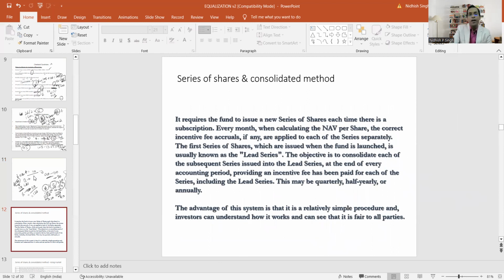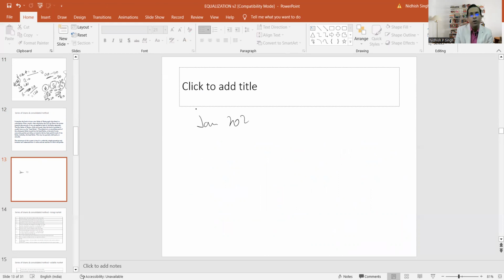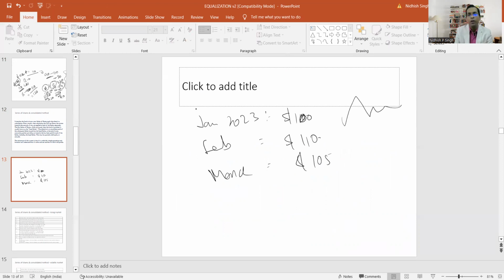Next, we need to also understand the series of shares and consolidated method. In case of series accounting that we talked about earlier, there could be multiple investors. Let's take an example like this. There could be some investor in January 2023 arriving at NAV 100. In Feb, NAV goes up, so investor comes at 110. In March, it could be investor at 105 because the NAV fluctuates. It goes up and down like this.